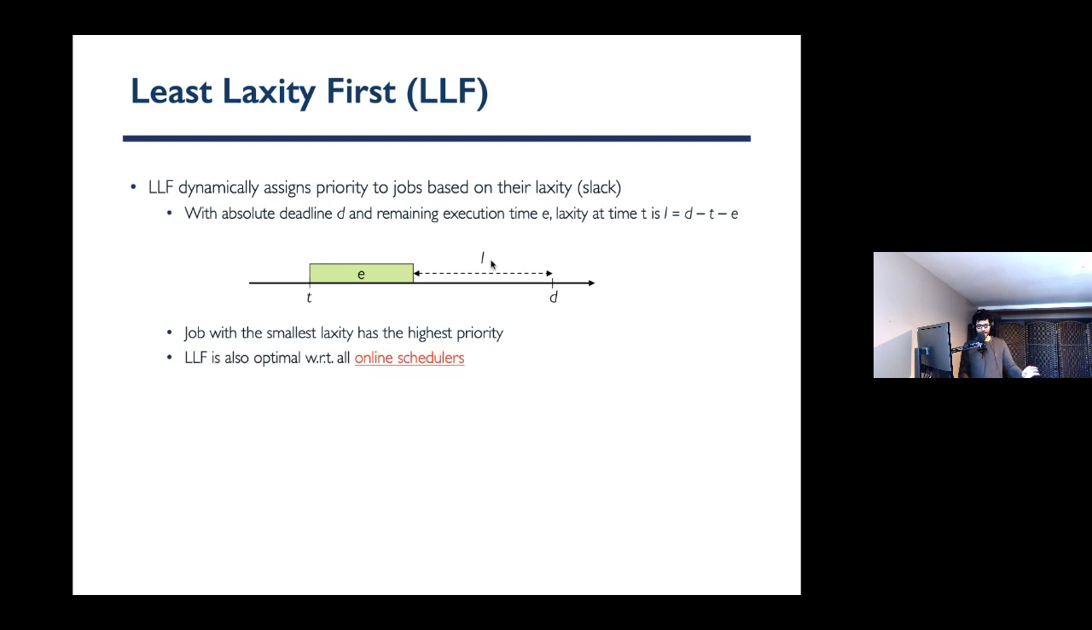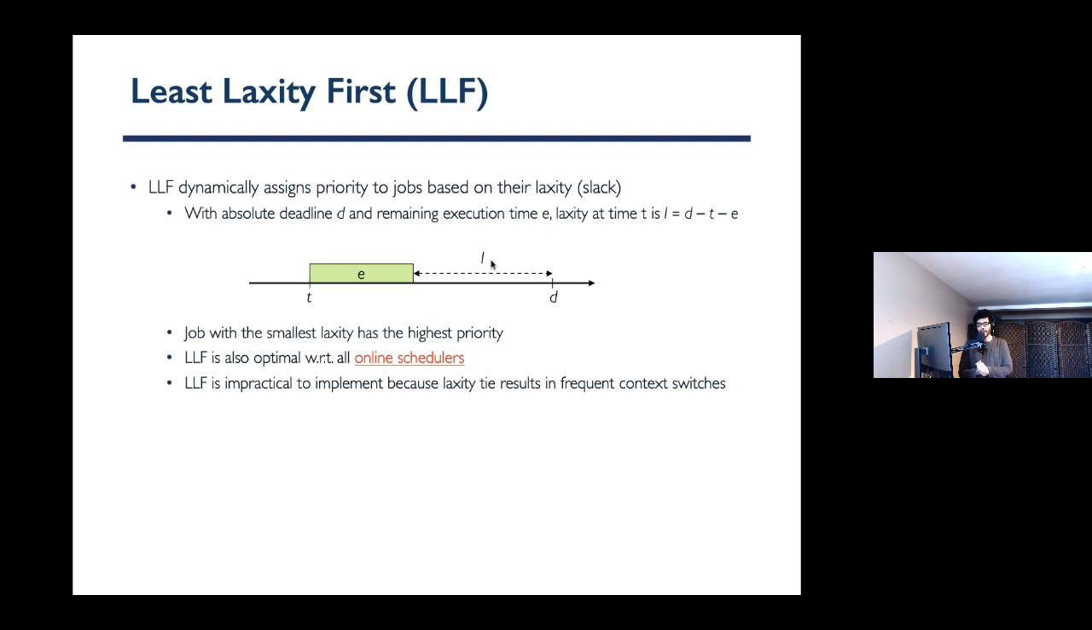Now there is another interesting theorem that again we're not going to prove. You're just going to take it, and it says LLF, similar to EDF, is optimal with regard to all online schedulers. So basically LLF and EDF are the top students in the class of online schedulers. Both of them have similar power when it comes to scheduling, when producing feasible schedules.